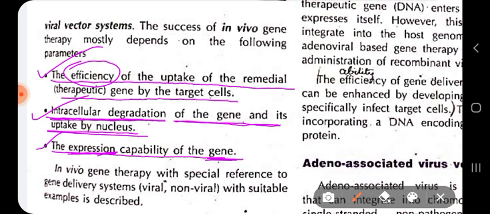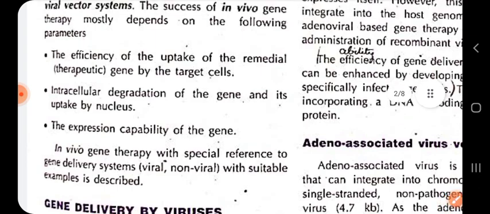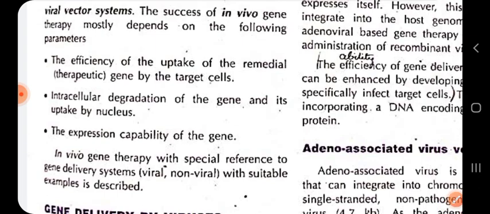Okay, now whether the gene is going to be inserted properly, integrate properly into the nucleus or not, or is it going to be degraded by the cell's own enzymes. Third factor is expression of the target gene. The therapeutic gene that we are going to express, whether it is going to be expressed or not within the cell nucleus. Okay, so these are the three parameters on which in vivo gene therapy depends.